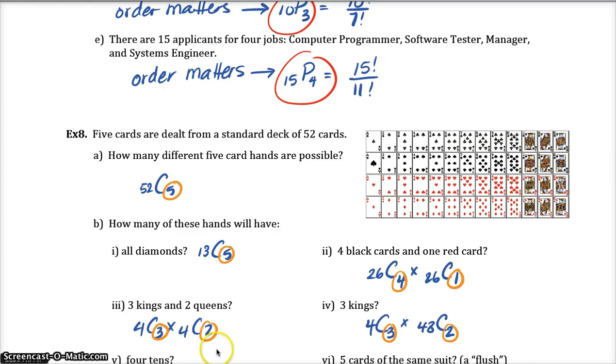So maybe try 5 and 6 here on your own. What would that look like if you had 4 tens? What would that look like if you had 5 cards of the same suit? So pause and try it on your own.